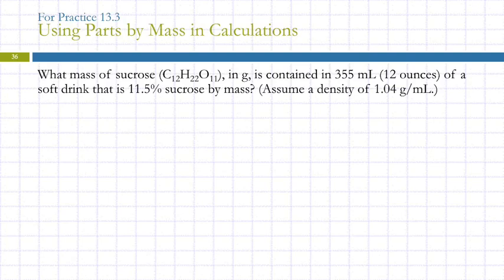So we can have problems like this. What mass of sucrose, and they give us the formula here, in grams is contained in 355 milliliters of a soft drink that is 11.5% sucrose by mass? It says assume a density of 1.04 grams per milliliter.